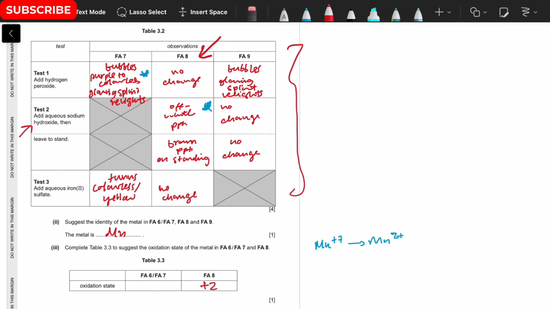And then Fa6/Fa7 must have an oxidation state of +7. Why is this? Because when manganese +7 is reduced to manganese 2+, there is a color change that is shown right here from purple to colorless.